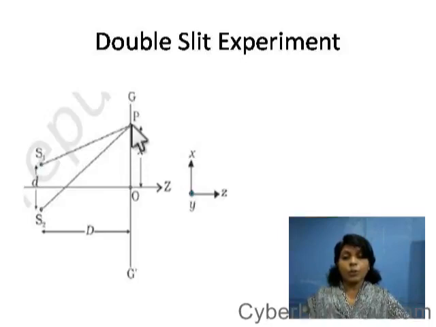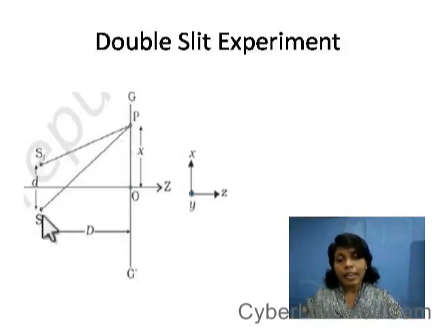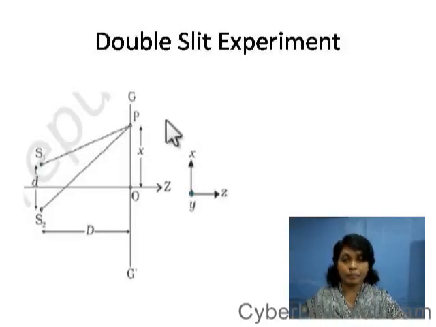So, we need to calculate the path difference here. The difference in path travelled by the waves originated from source S1 and source S2. The difference in path is to be calculated. So we will make use of this picture for calculating the difference in path. What we need to calculate is S2P, the straight line displacement, minus S1P. That is the difference in path.